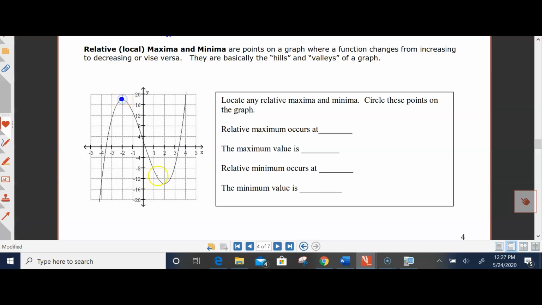Top of a hill, bottom of a valley, I have a relative max here and I have a relative minimum here. What do those ordered pairs look like? Well, this one looks like it's at 2, probably negative 14. And this one looks like it's at negative 2, probably 18.